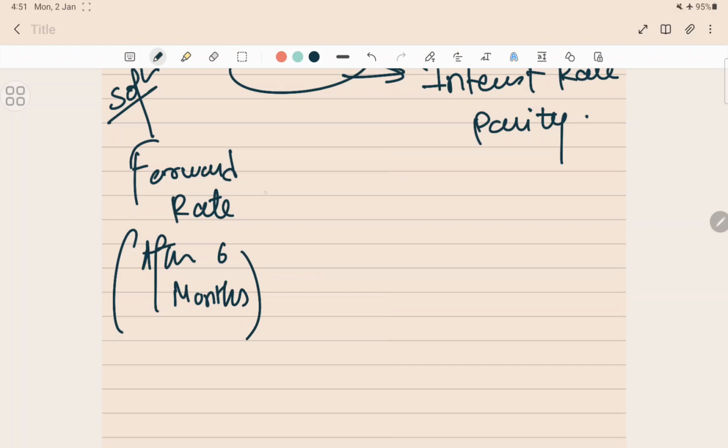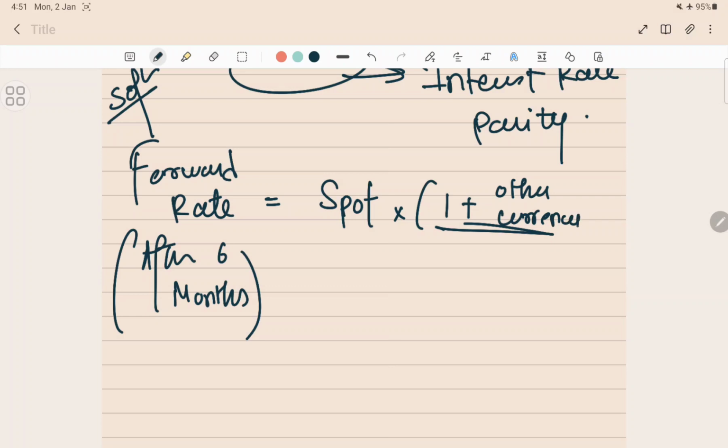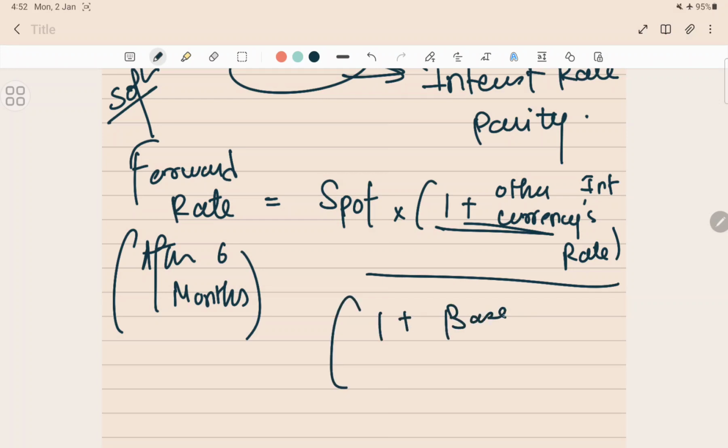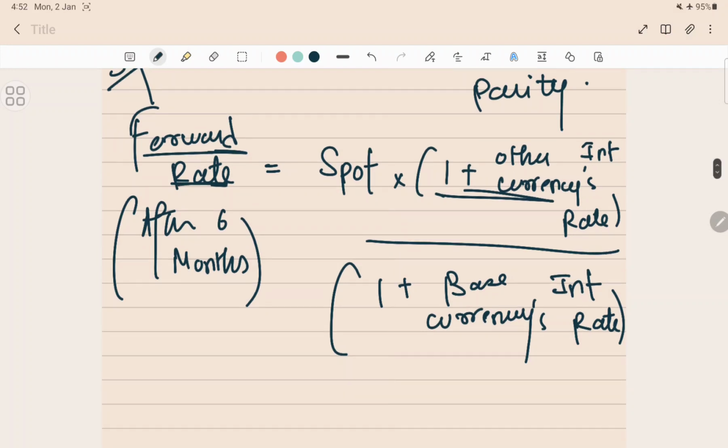now we are calculating it is spot into 1 plus other currency's interest rate, the whole divided by 1 plus base currency's interest rate. Okay, no into 100, because this is the rate, the forward rate that we are talking about. It's not percentage. Okay, now see here, what do you mean by other currency and base currency?